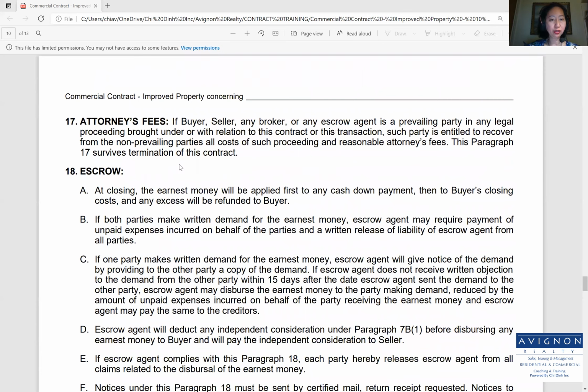Paragraph 17, attorney's fees. If the buyer, seller, any broker, or any escrow agent is the prevailing party in any legal proceeding brought under or with relation to this contract or this transaction, such party is entitled to recover from the non-prevailing parties all costs of such proceeding and reasonable attorney fees. This paragraph 17 survives termination of this contract.